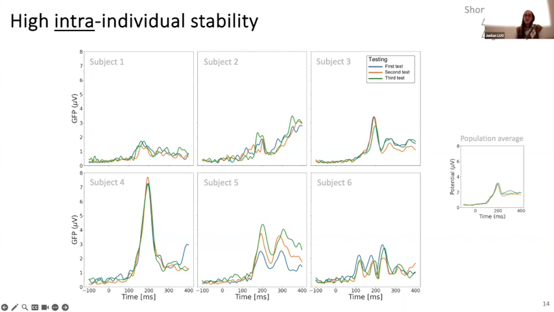And the fact that the individual differences remain so stable after such a long time suggests that they do carry meaningful information about the subjects. And I will discuss some hypotheses a bit later, but first let me show you some more results.